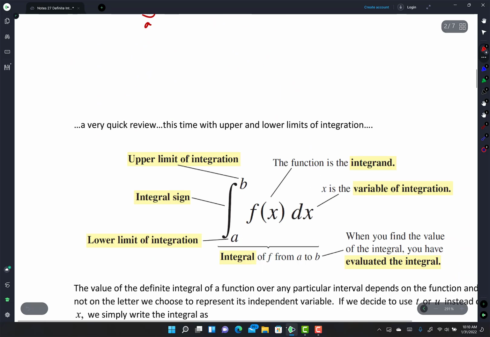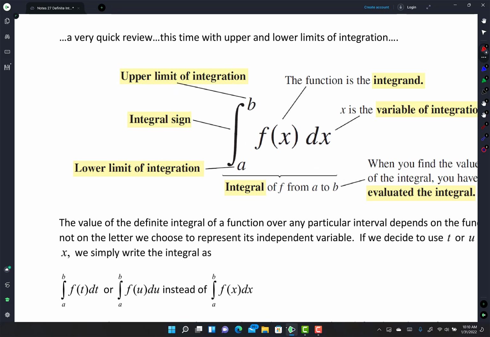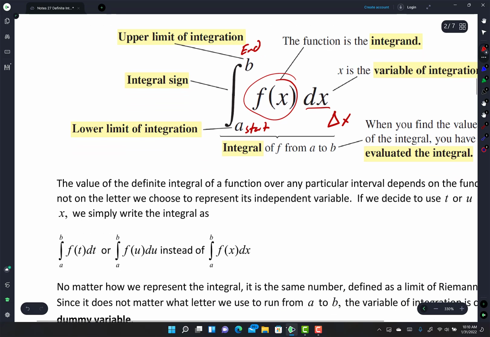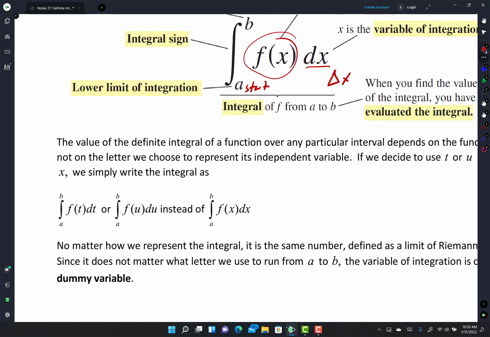Okay. We already talked about this, but we'll talk about it again. This is called the integral sign, the upper limit. So it's like where you end in your function for the area. This is your start, the A. The function is the integrand. So this is the integrand. This is like your delta x, and it can actually be any letter. Integral of f from A to B. So there it is. And it's a dummy variable, guys.